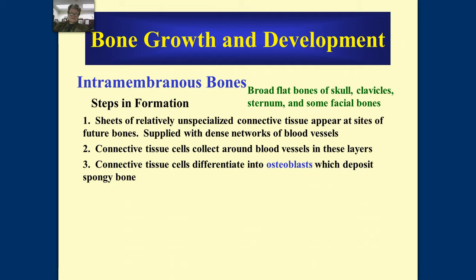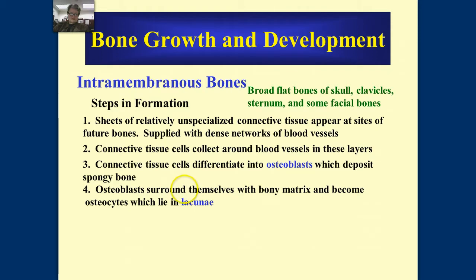The connective tissue cells differentiate into osteoblasts, which deposit spongy bone. Now, within this connective tissue, there are what we call progenitor cells, and progenitor cells are a type of stem cell that are dedicated to developing into only a certain or limited number of types of cells, and bone cells are the type of cells that these will differentiate into. Osteoblasts that build bone deposit the spongy bone. So you have connective tissue with cells that differentiate into osteoblasts that deposit the spongy bone where there was connective tissue.